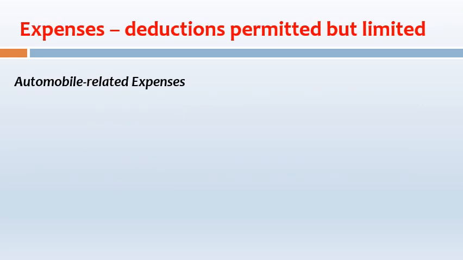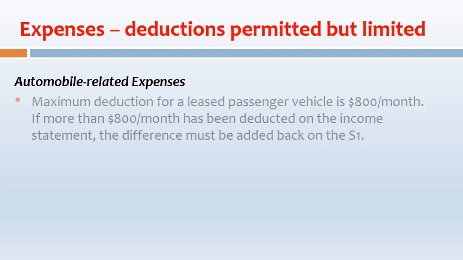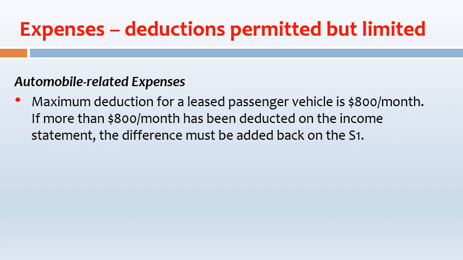We also have some limitations in relation to some automobile expenses that could potentially be incurred by a business. So the first one is for leased vehicles. The maximum deduction that's allowed in the event that a business or corporation is leasing a passenger vehicle is $800 per month as a deduction. So if any more than $800 a month has actually been deducted on the income statement, you have to add back the difference on the Schedule 1.